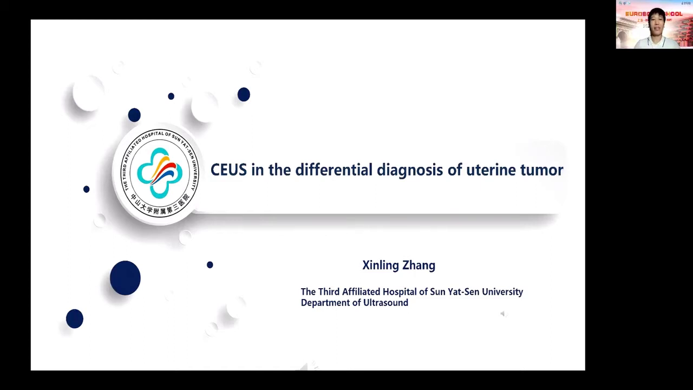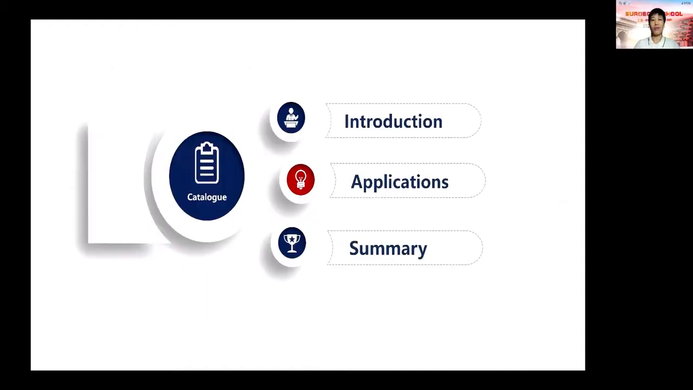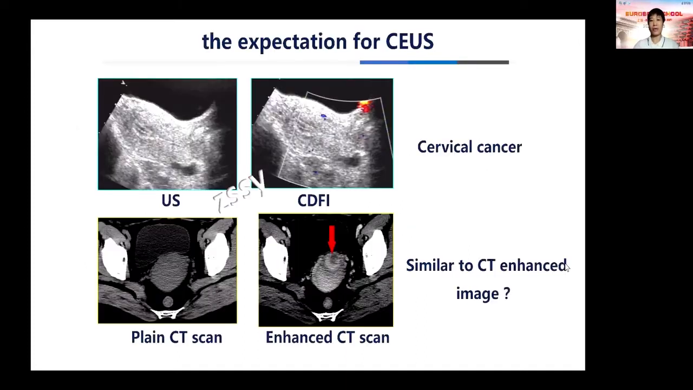Today, I will talk about the application of contrast-enhanced ultrasound in the differential diagnosis of uterine tumor. First, I will give a brief introduction about the reason why we need CEUS in uterine disease, and then show some examples to illustrate its use. At last, we'll give a short summary.